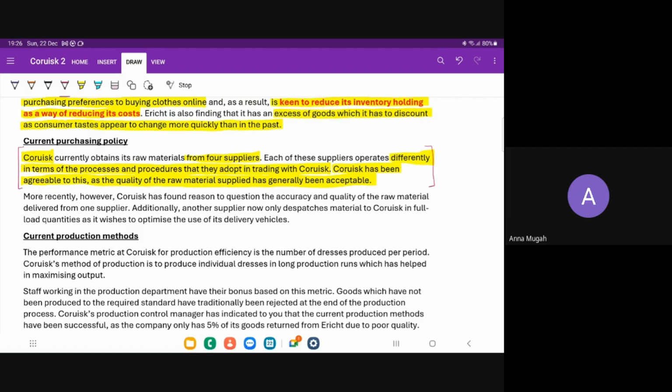Is there any problem? Okay, let me try to highlight.